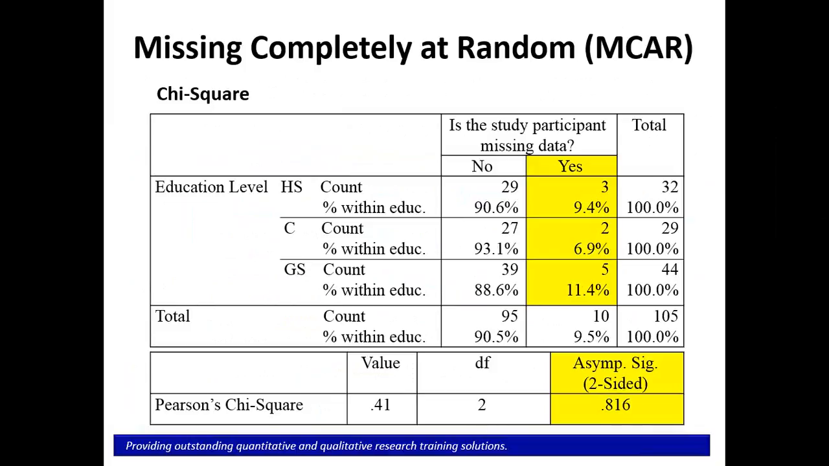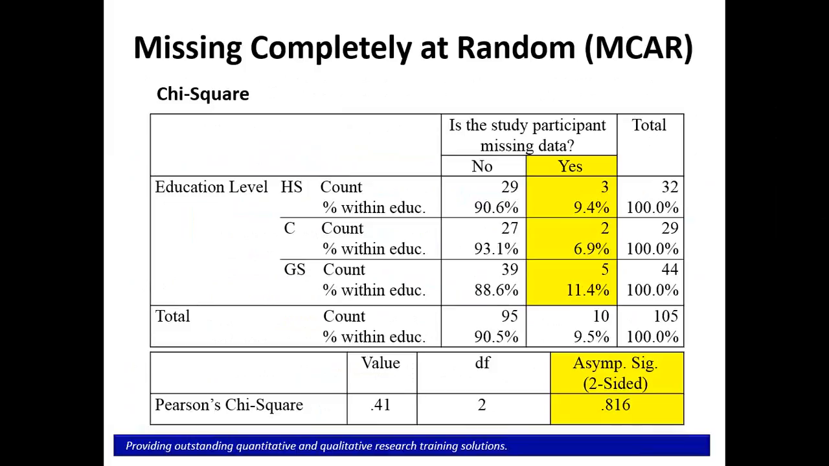So the highlighted columns are what we want to pay attention to. Under "is the study participant missing data" in the top box, the column for yes is highlighted. What that's telling us is the percentage within each category of education that has missing data, or how many of the people in each category have missing data.